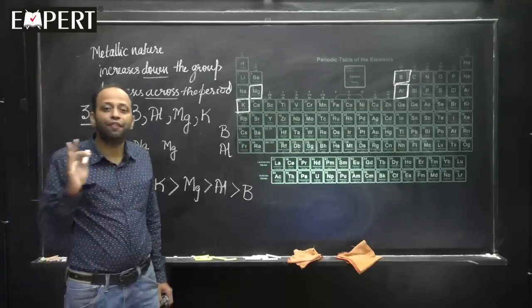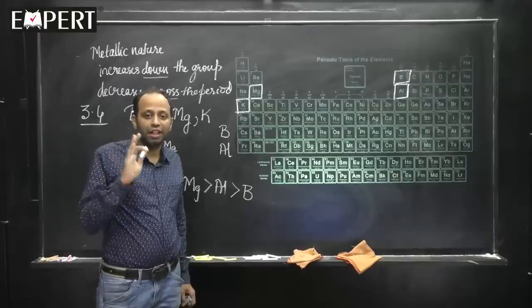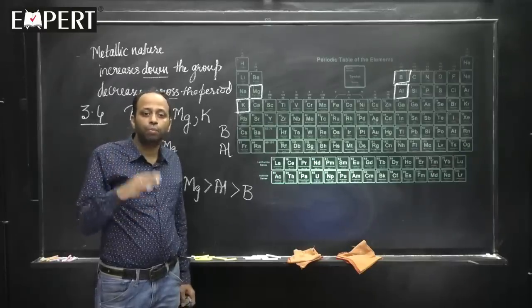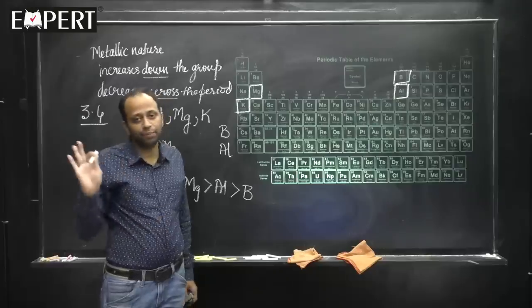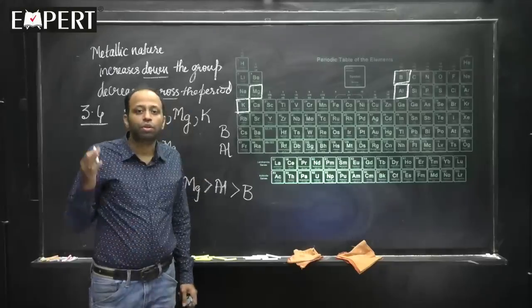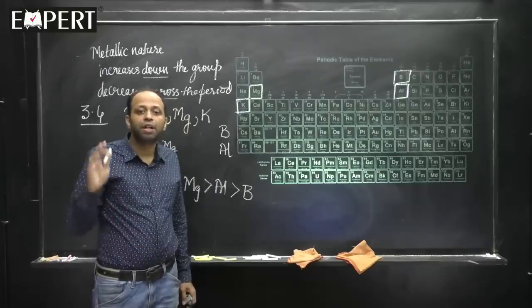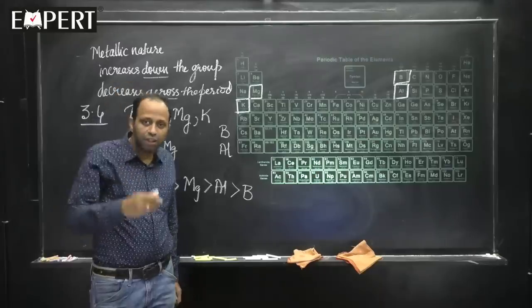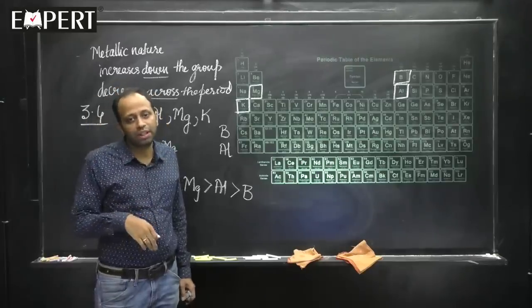So when I say first group, what should you tell? You should say hydrogen, lithium, sodium, potassium, rubidium, cesium and francium. These many you have to know. Then again you go to the next one, you say beryllium, magnesium, calcium, strontium, barium, radium. So each group you have to know what is the element present.